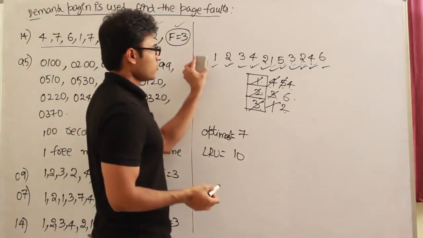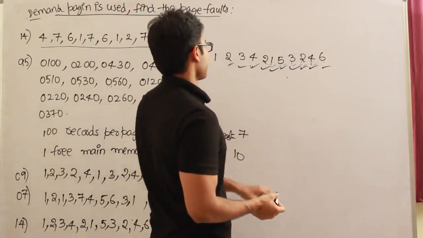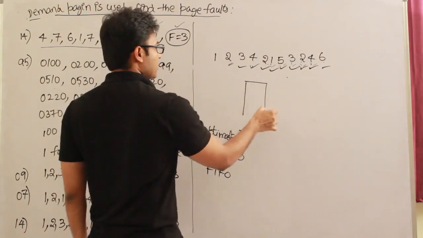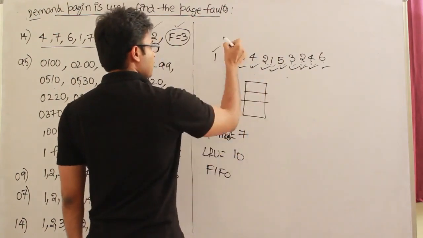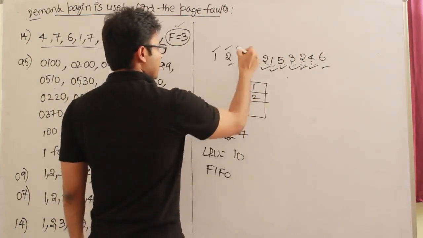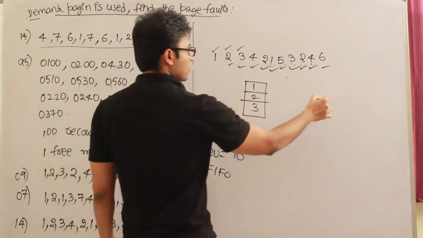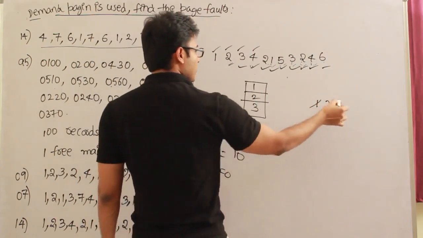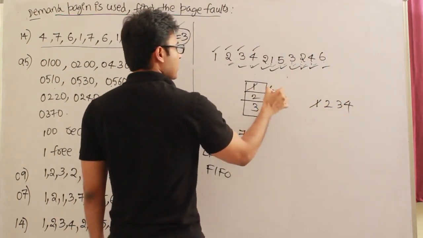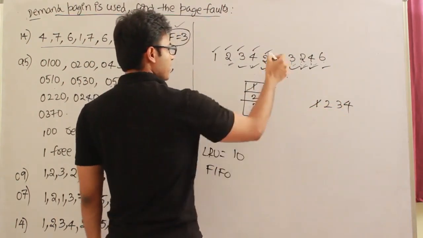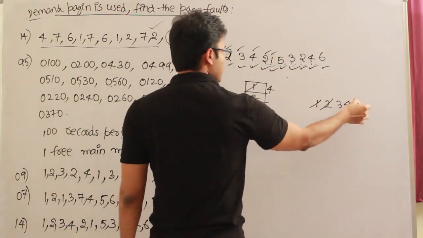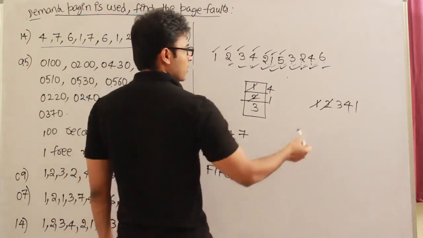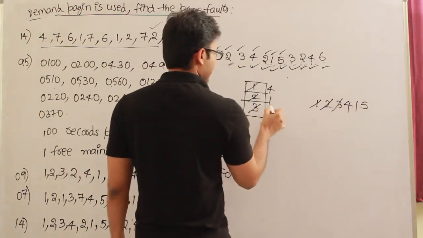And let's talk about FIFO now, first in first out. So 1, 2 and then 3 will be loaded. The queue contains 1 2 3, and next I need 4, therefore 1 will be replaced and 4 will be added. Next I need 2, 2 is already there, and next I need 1, therefore 2 will be replaced and 1 will be added, right?